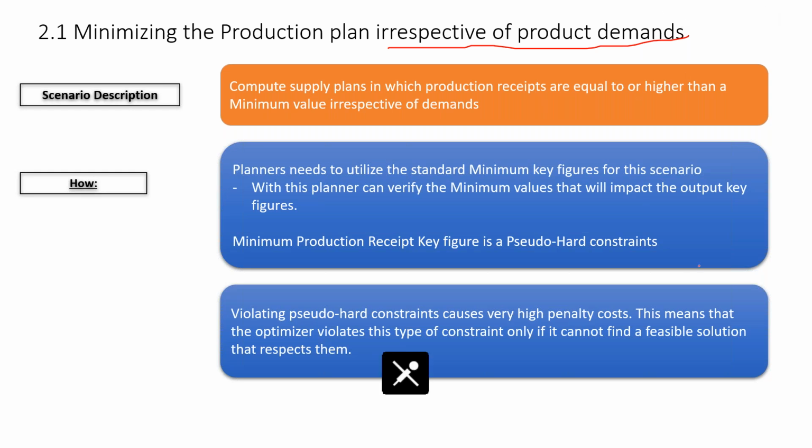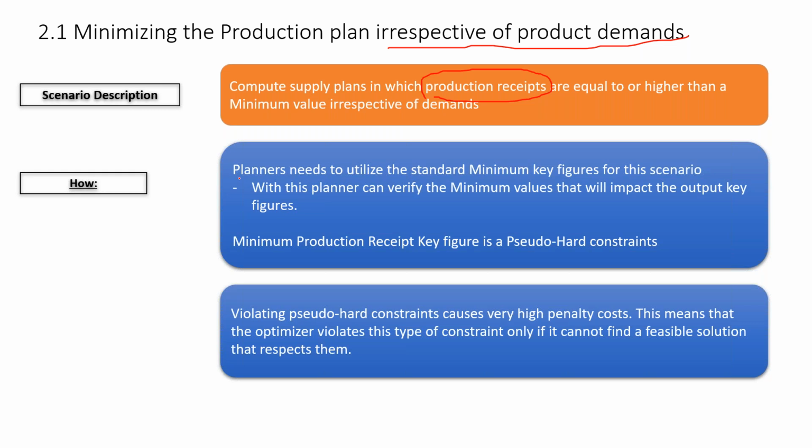Hey, sorry guys. So, where were we? Scenario 2.1, minimizing the production plan irrespective of the product demands. What is the scenario? Compute supply plans in which production receipts, which is the production plan output of the optimizer, are equal to or higher than a minimum value irrespective of demands. That means you're introducing a lower cut. You're specifying a lower boundary, so that the results have to be equal to or higher than this lower boundary.